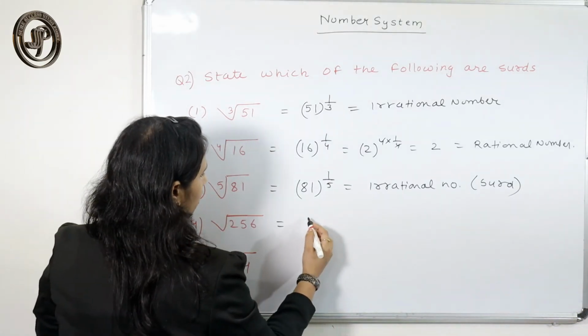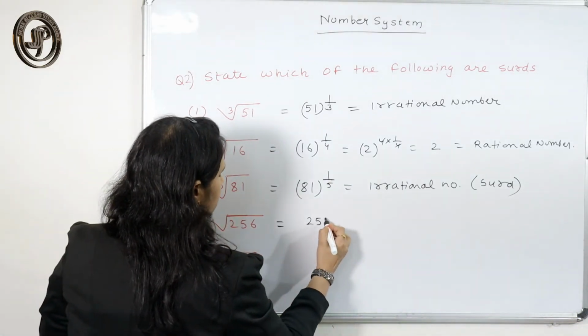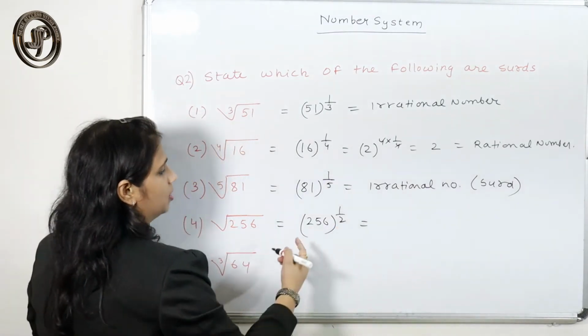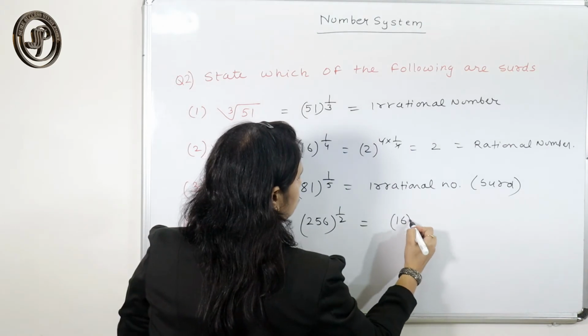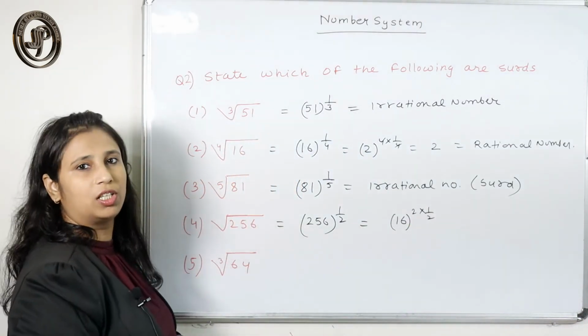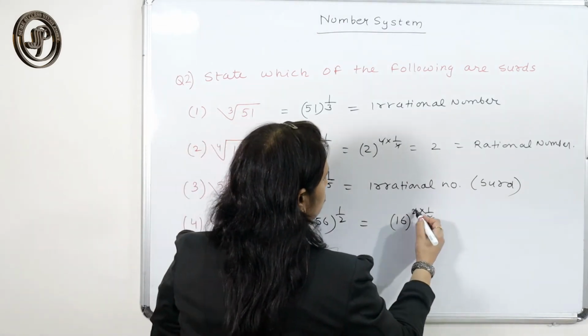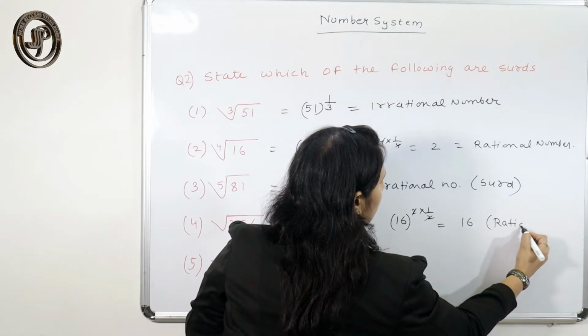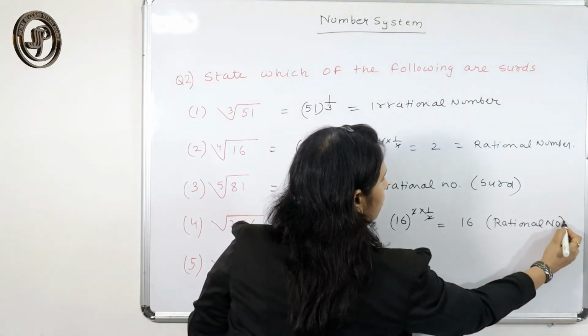Here you can write this 256 raised to 1 by 2, and what can you write this as? 16 raised to 2 into 1 by 2. 256 can be written as 16 raised to 2. Okay, the 2 and 2 will cancel out. Here is 16. It is a rational number without root.